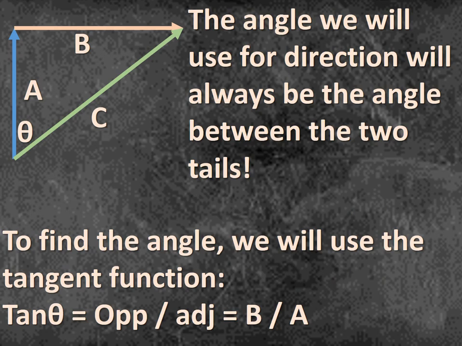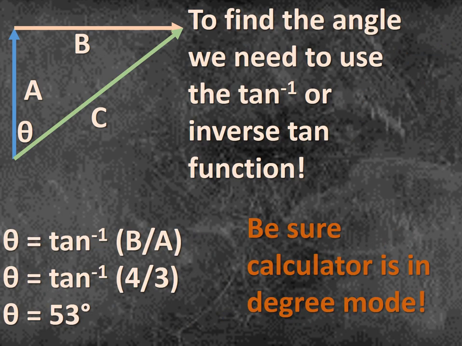The angle we're going to use for the direction is always going to be the angle between the two tails. Again, that's always going to be the angle between the two tails. So to find the angle, we're going to have to use the tangent function. From trig, remember that the tangent of an angle is equal to the opposite side divided by the adjacent side. On this diagram, that's going to be b divided by a.